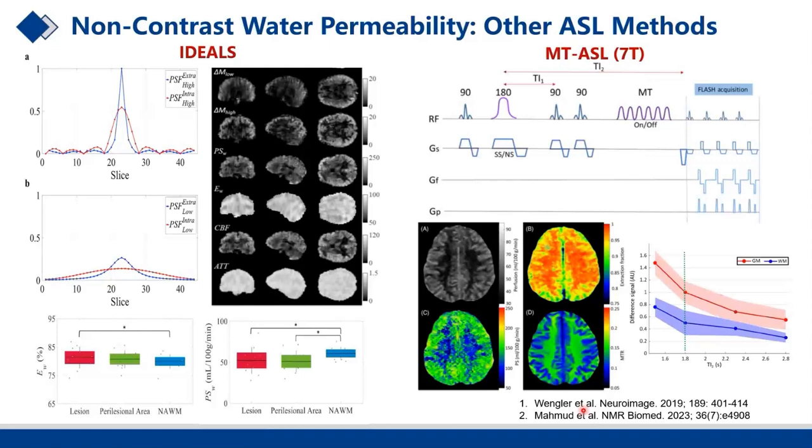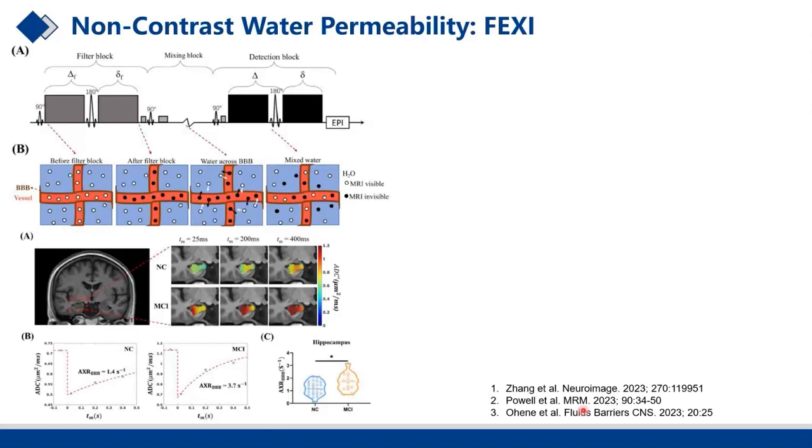Okay, I guess that's all the ASL methods that are available now. But in addition to ASL, you can also label the water spins with diffusion blocks, not just the ASL pulses. You can label them with a diffusion block here. And this is called the FEXI method, the filter exchange imaging.